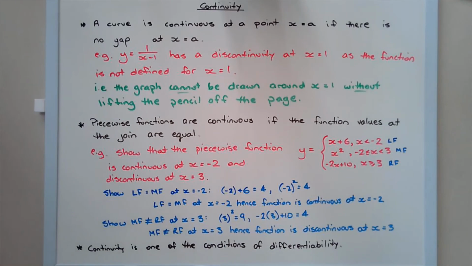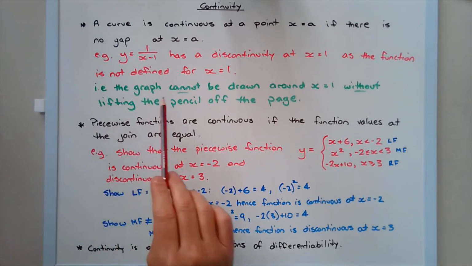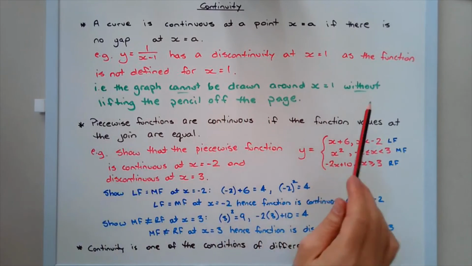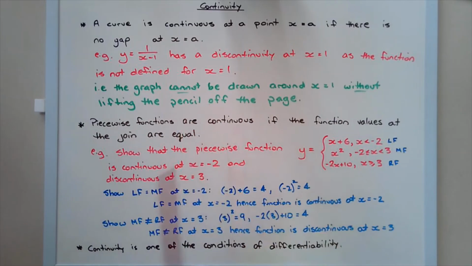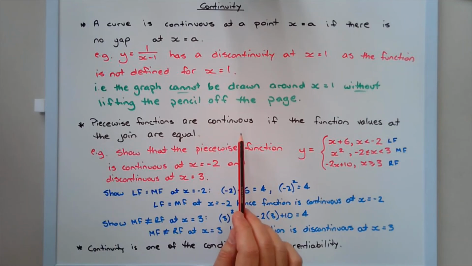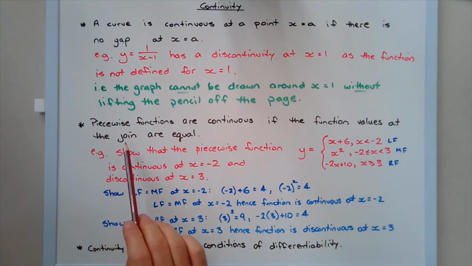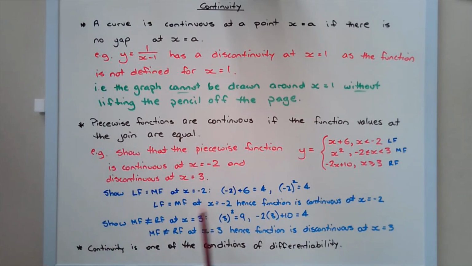Now, practically speaking, a graph that is not continuous cannot be drawn without lifting the pencil at least once off the page. So in this instance, the graph cannot be drawn around x equals 1 without lifting the pencil or pen off the page. Now, piecewise functions are continuous if the function values at the join are equal. So let's have a look at an example.